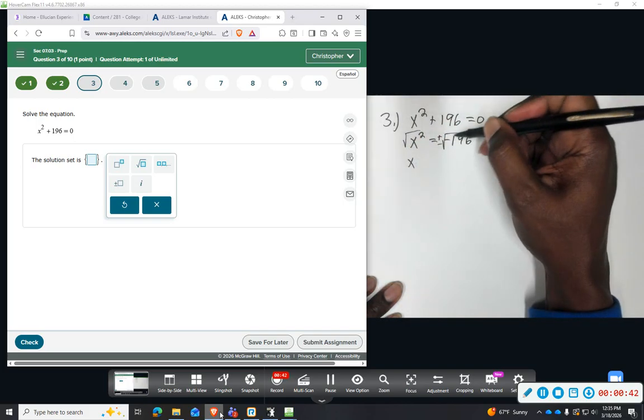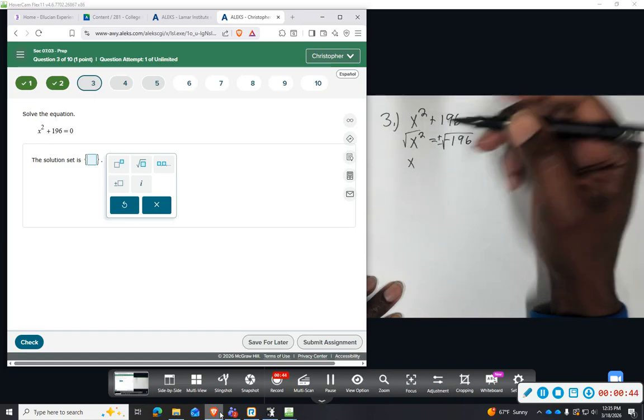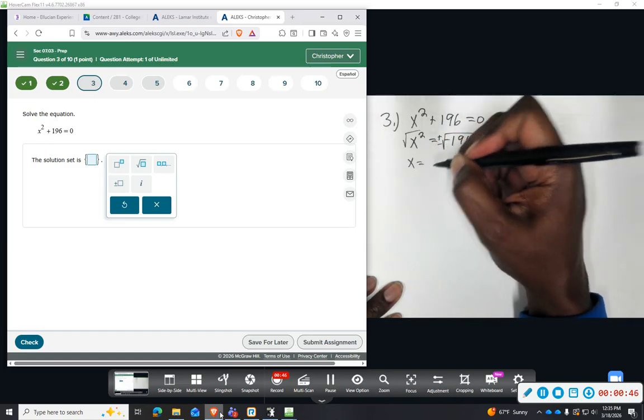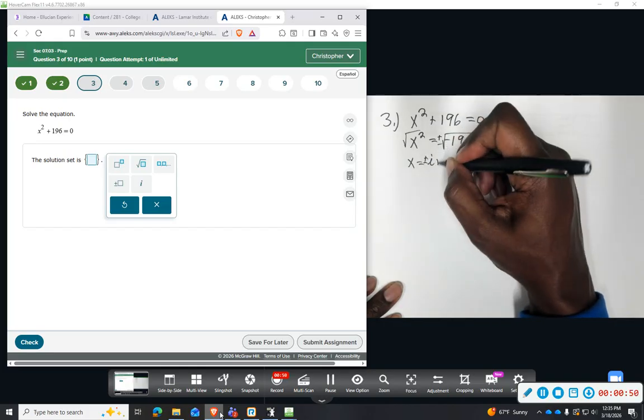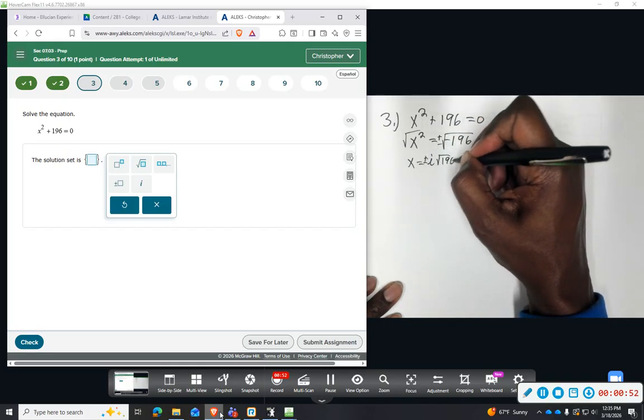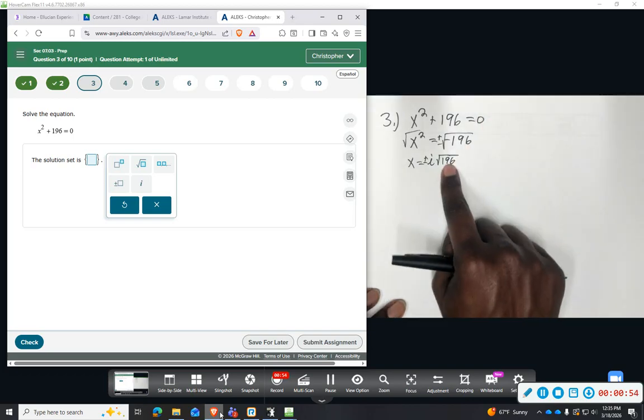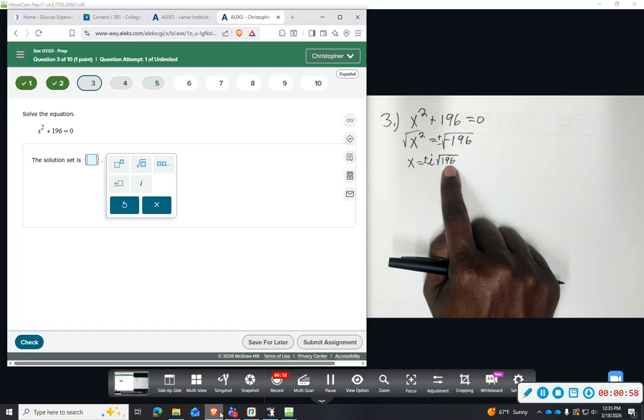Now we cannot take the square root of a negative. So that means that this negative will come out and this will be imaginary. Positive or negative square root of 196. And then we'll see if we can take the square root of 196 or at least reduce the radical. So this is one of those perfect squares. 14 times 14 is 196.